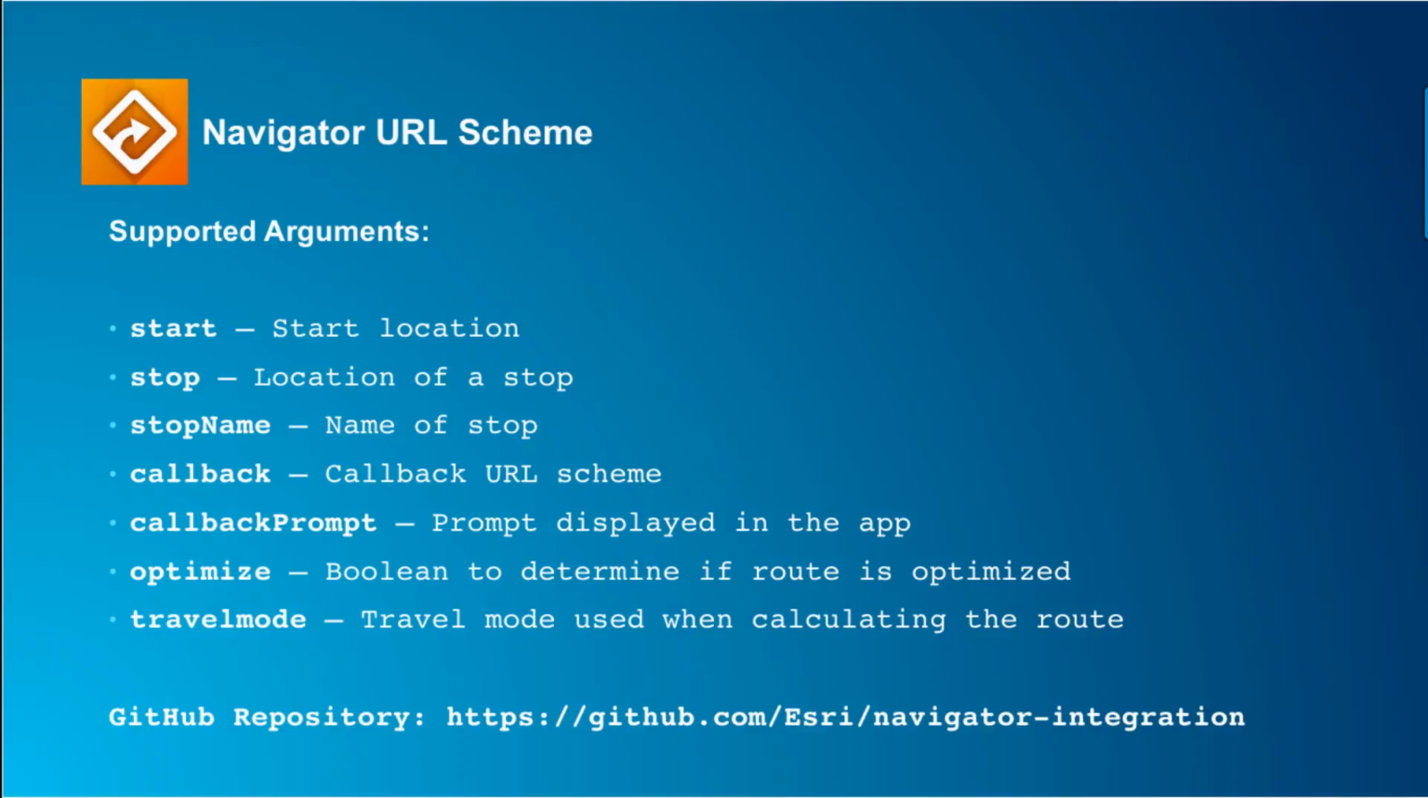Lastly, there's the optimize parameter, which is just a Boolean telling whether you want the ordering of stops to be optimized on the device. And then the last thing is passing in a travel mode. So optionally, you could say, navigate using this particular travel mode if you have those authored into the navigation map itself. And again, there's a link to our GitHub repository. It's just on the Esri org, which is where all our public repos are, and it's just Navigator-integration.